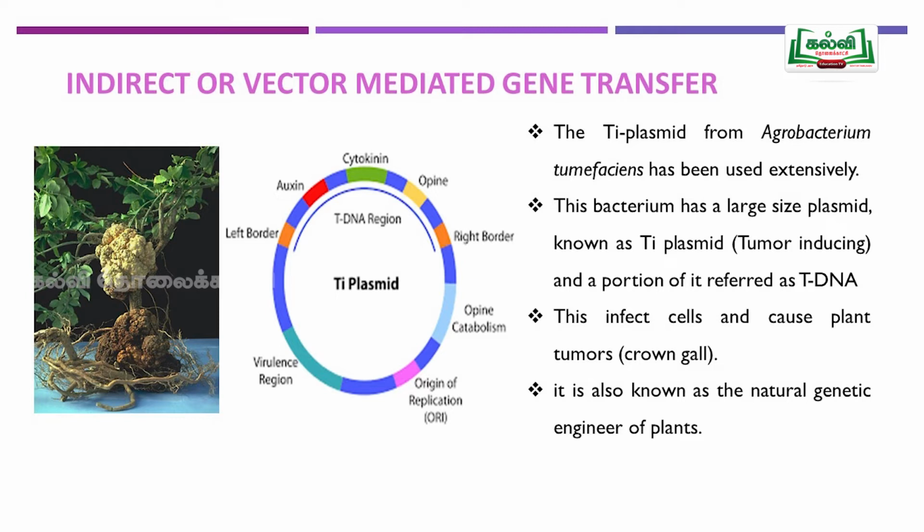When it comes to the structure of the Ti plasmid, it possesses different regions: the T-DNA region, then the important one, the virulence region, and another one, the origin of replication. These three important regions are present in the Ti plasmid. Which portion is going to be integrated in the plant system? The T-DNA will be cut with the help of a protein coded by the virulence region. That protein cuts the T-DNA region from the left border and right border, and that particular DNA sequence will be integrated into the plant cell.